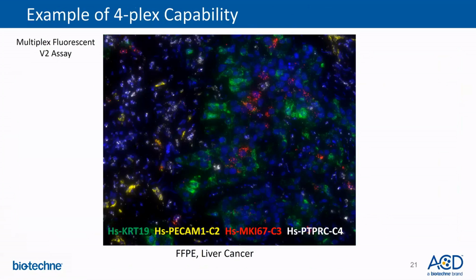On this slide is shown a successful 4-plex staining with the V2 assay. The sample type shown here is FFPE sample from a liver cancer, and as you can see, 4 different genes are shown in 4 different colors: green, yellow, red, and white respectively.